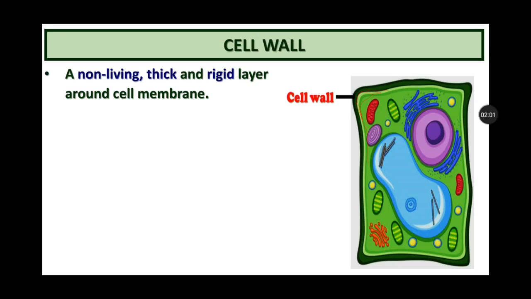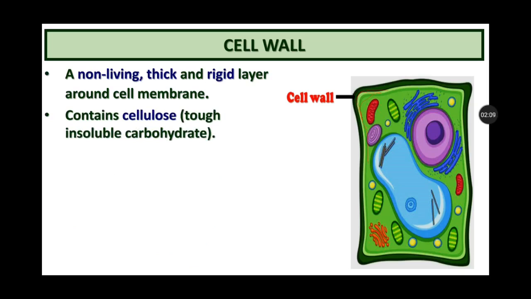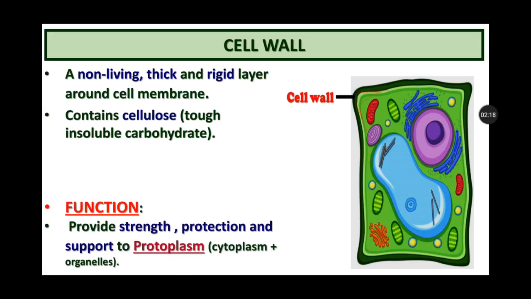The cell membrane is flexible and thin, but the cell wall is thick compared to the cell membrane. Now the cell wall contains cellulose. Cellulose is a tough insoluble carbohydrate, and its function is to provide strength, protection and support to the protoplasm. Basically, what is the protoplasm? It is the cytoplasm plus the organelles present inside the cell. It is known as the protoplasm of the cell. So the main function of cellulose in the cell wall is to provide strength and protection to the plant cell.